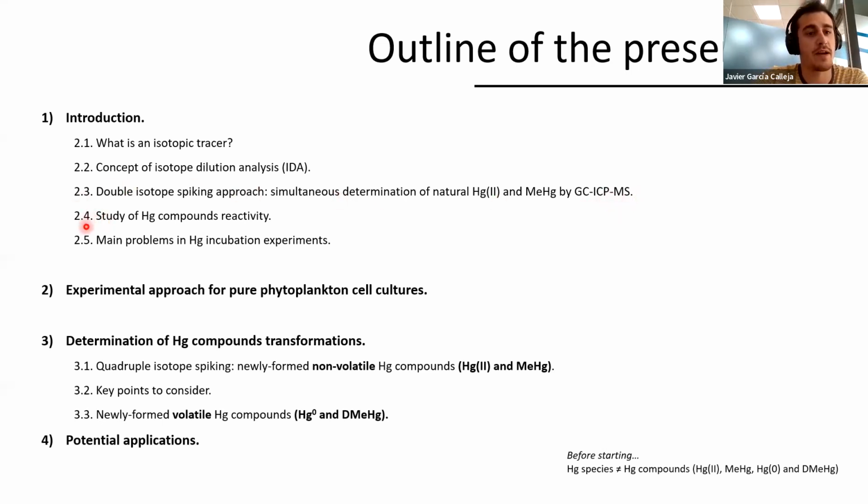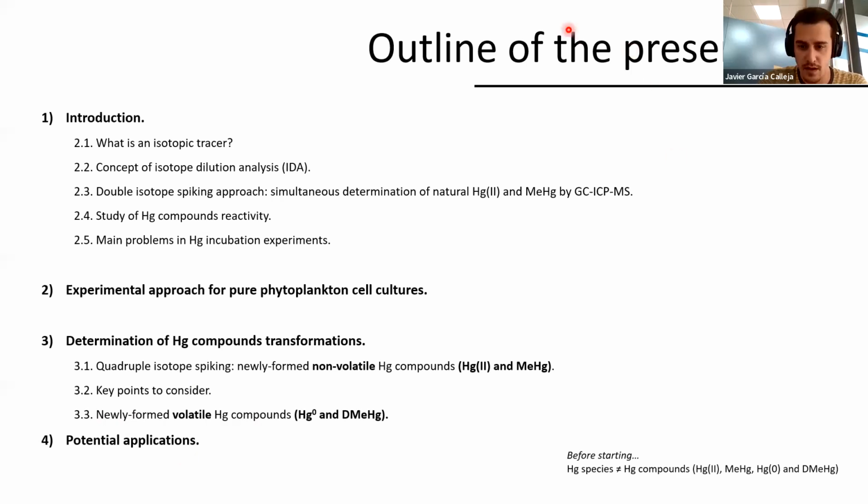And also we'll see how we can use them to study mercury compound reactivity and the main problems associated with mercury incubation experiments. In the second part, we will see the experimental approach that I used during my PhD for pure phytoplankton cell cultures. We'll talk about two main methodologies that I developed during my PhD: the quadruple isotope spiking and its key points to consider, and the quantification of newly formed volatile mercury compounds. And finally, we will see the potential applications.